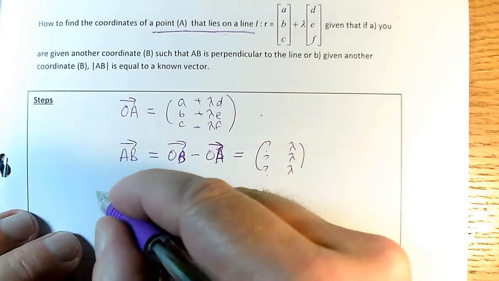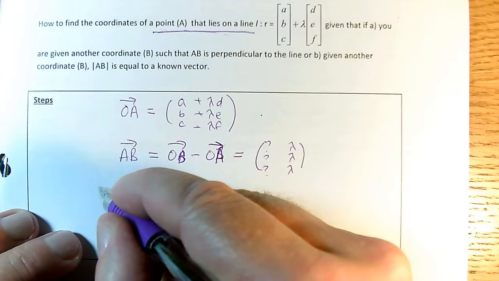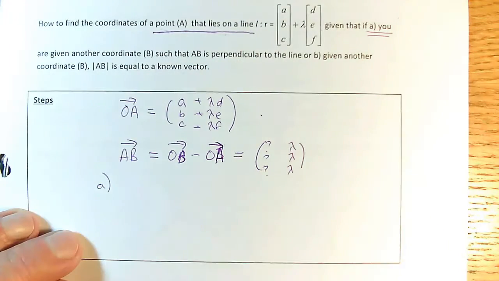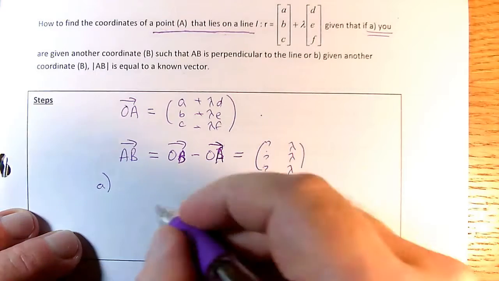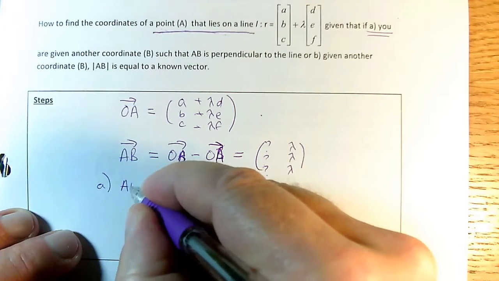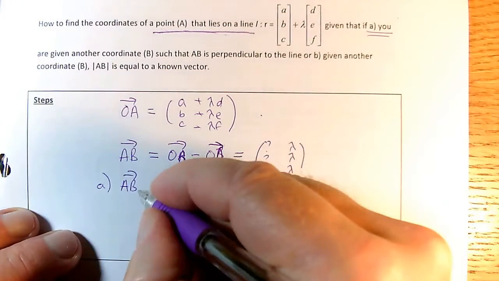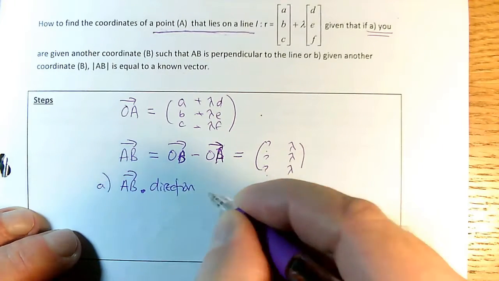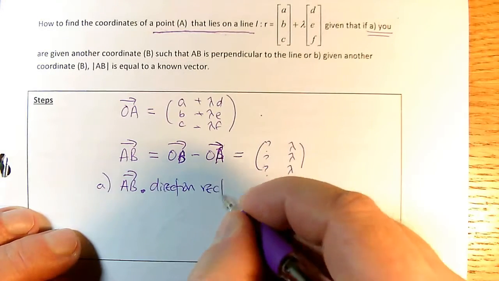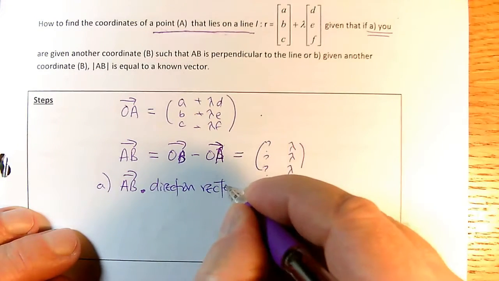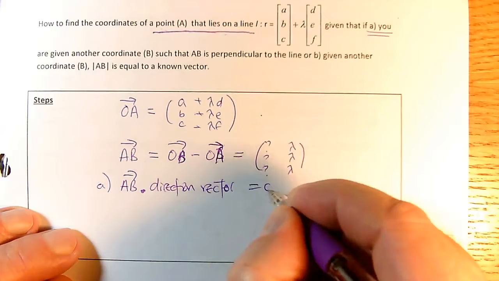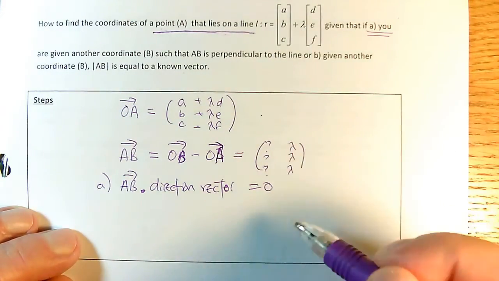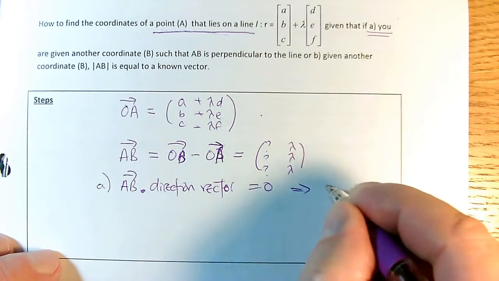And that's the vector AB, which I need to be, in the first case, perpendicular to a line. So the first example here is supposed to be called A. You're given another coordinate B, so AB is perpendicular to the line. So in the first case, AB, this vector I've got here with lambdas in, is going to be dotted with the direction vector of the line, which is (D, E, F), and I've got 0. So it'll be this horrible vector with lambda in, dotted with (D, E, F), equals 0, and I'll solve to find what lambda is.